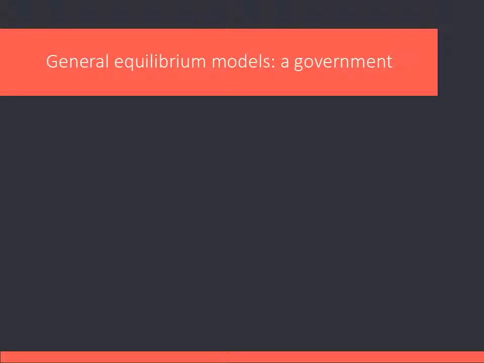So let us now introduce the government in this computable general equilibrium model in order to get a third type of models, and this model will be more realistic because of this introduction of a government that will be designed right now in a very simple way.